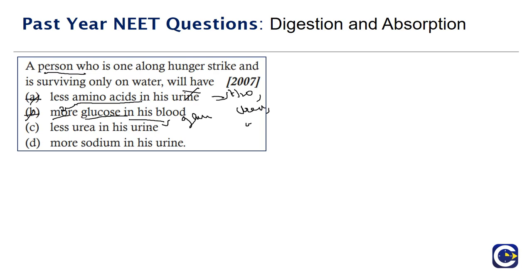Less urea in his urine. Why less urea in his urine? Urea is formed due to the metabolism of carbohydrates and other substances. If the person is on hunger strike, we don't give any food to him, so there is no food to be metabolized, so there will be less urea. So this option is correct. More sodium in his urine: this is also not possible. Sodium also will not be excreted in his urine.